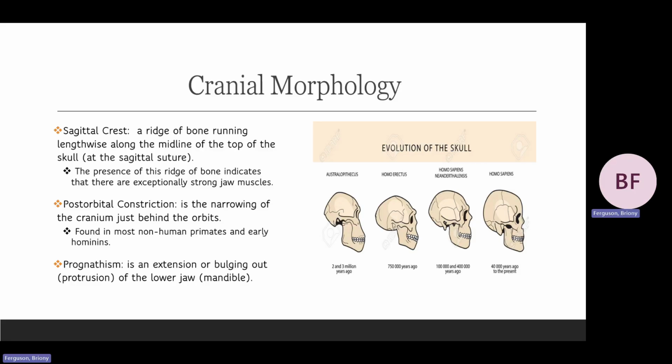We also see more facial prognathism in earlier ancestors that were less bipedal. And this is just the extension, or that bulging out, of the lower jaw, so the mandible. You can see in this left-hand photo of the Australopithecine that the jaw angles out from the eye orbitals quite a bit, whereas when you look at Homo sapiens, it is fairly straight.